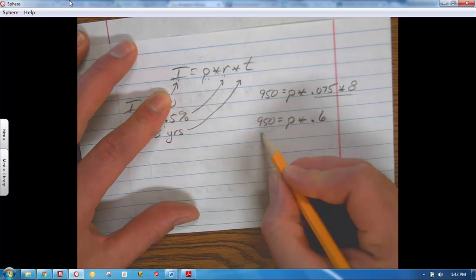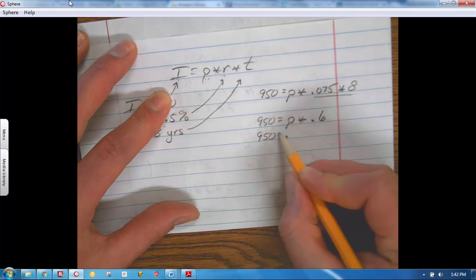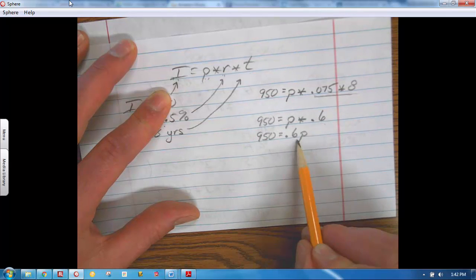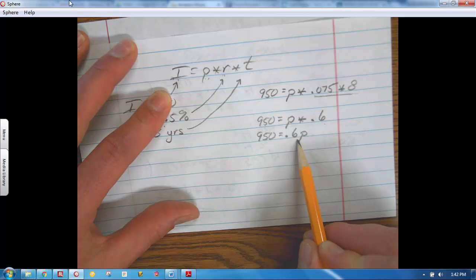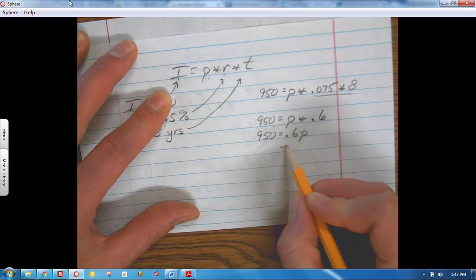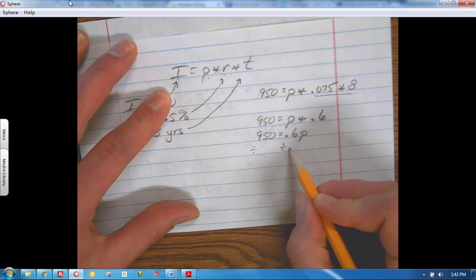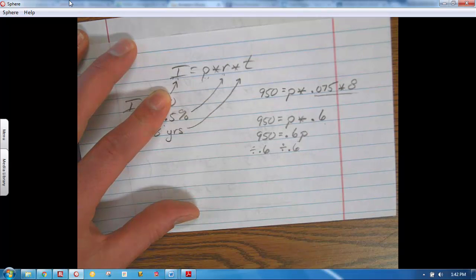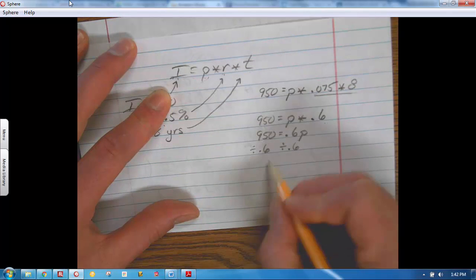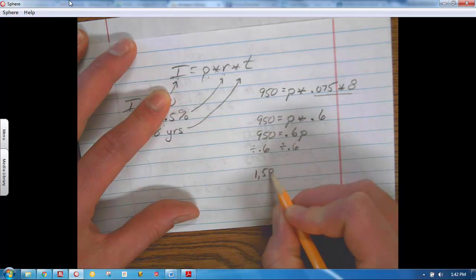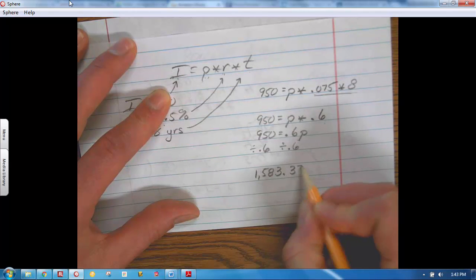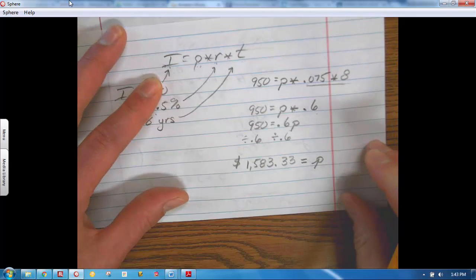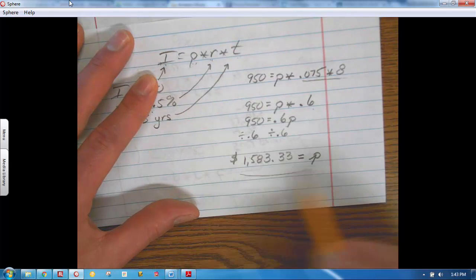Okay, now another way to think of this is basically just a one-step equation here. We've got P times 0.6, which can also be written as 0.6P, and then to undo the multiplication here, we just do the opposite operation. So we divide both sides because it's an equation by 0.6, and 950 divided by 0.6 is $1,583, and it's actually a repeating 3 there, so we'll round to the nearest penny.